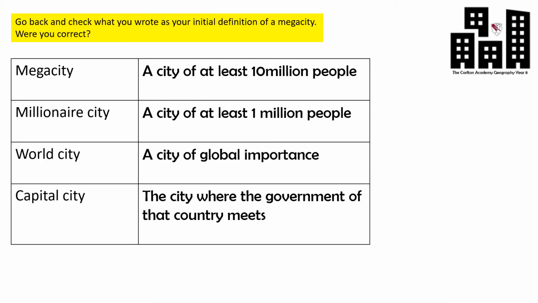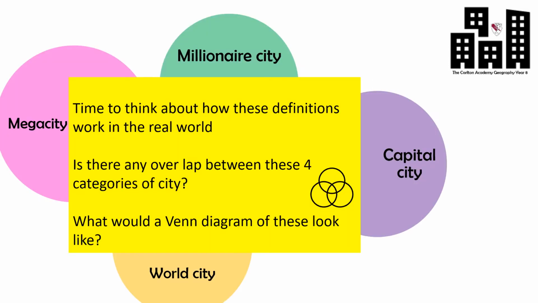So here are the answers to check that you got them correct. Also, go back to the very start of the lesson where you had a guess at what a megacity was. Were you correct? Did you get it right? If not, just add a correction to it.